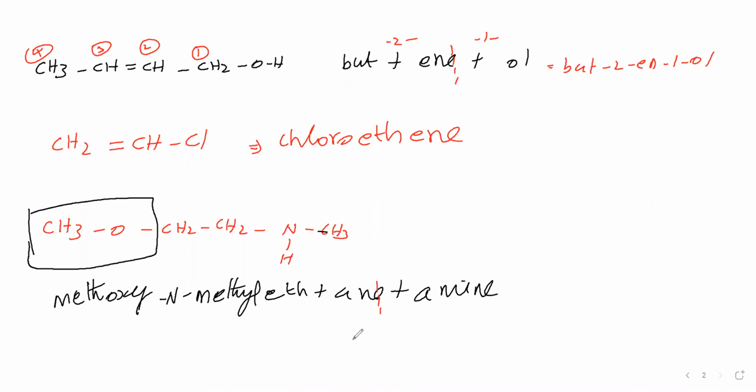Next we have to say the position of methoxy, for which we have to give numbering to this parent chain. In that numbering, the carbon attached to the secondary amine nitrogen should get the least position. Therefore, here number 1, here number 2. So the methoxy group is attached to the second carbon of the parent chain. So the name of this compound is 2-methoxy-N-methylethanamine.